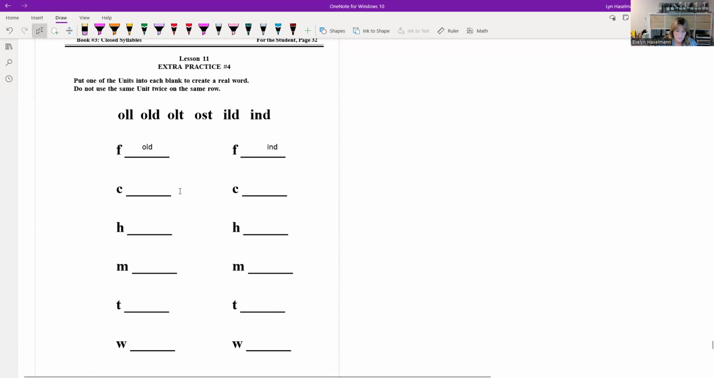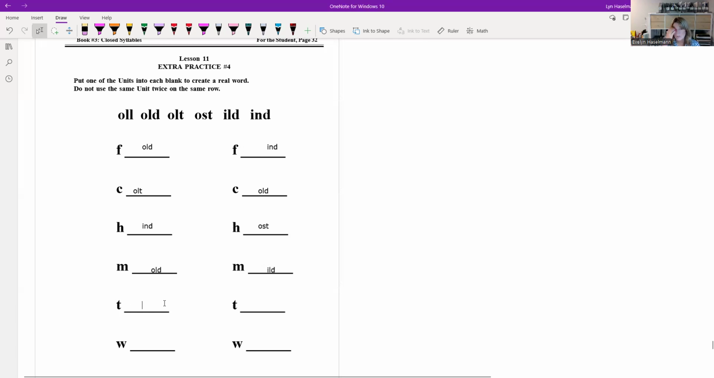They each need to be different. This would be colt and cold. You might get coast on this one. You'll have to explain to your student that that in fact is not how you spell coast, but you will learn that later. I would just give a really simple explanation. Hind and host. Mold and mild.